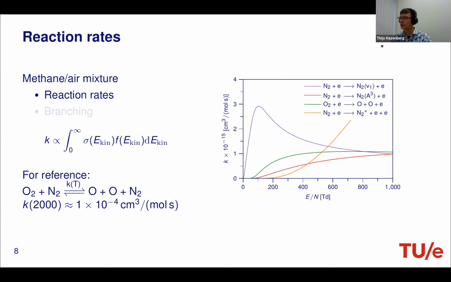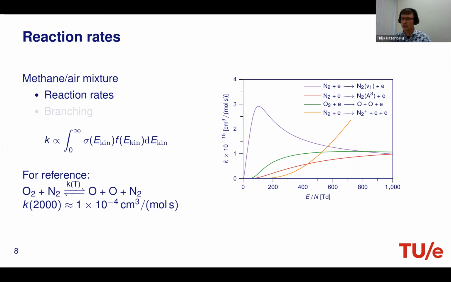And here I've shown several reaction rates which are common in plasma. So you have nitrogen, which forms a nitrogen vibrationally excited state, nitrogen, which forms a nitrogen electronically excited state, oxygen, which can be bumped by an electron and then starts to dissociate the oxygen molecule into oxygen atoms. And if you look at this, then you will see that it is around 1e15 cubic centimeter per mole per second.